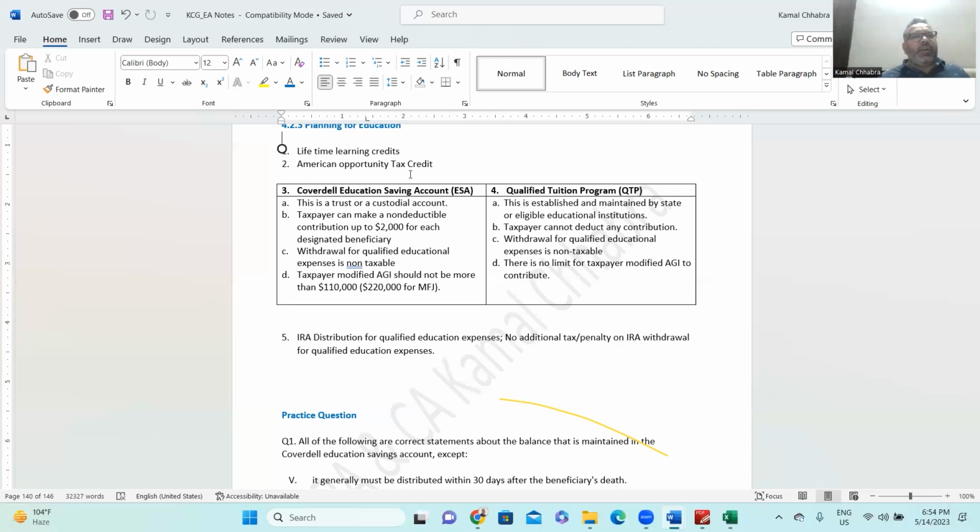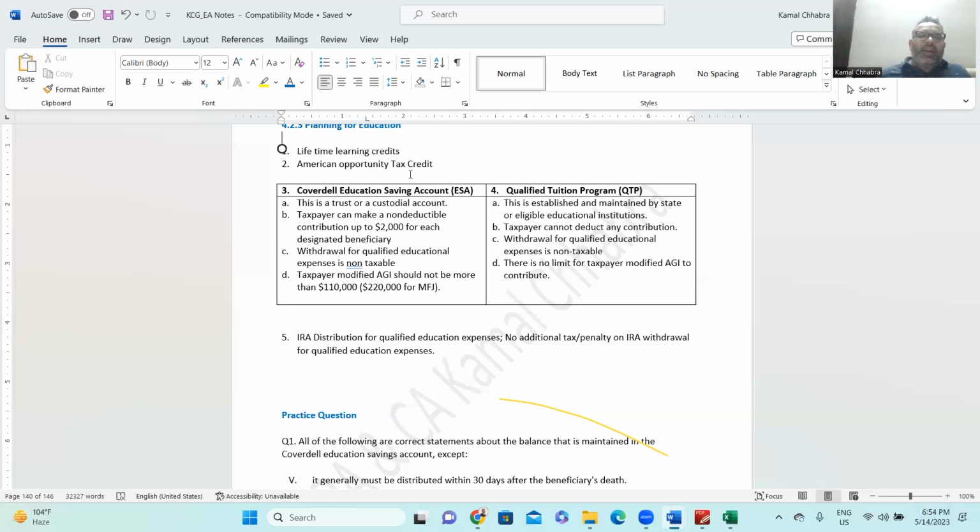But here is the limit: the individual who is contributing to the ESA, the Custodial Education Savings Account, should not have a modified adjusted gross income of more than $110,000, or $220,000 if filing jointly.